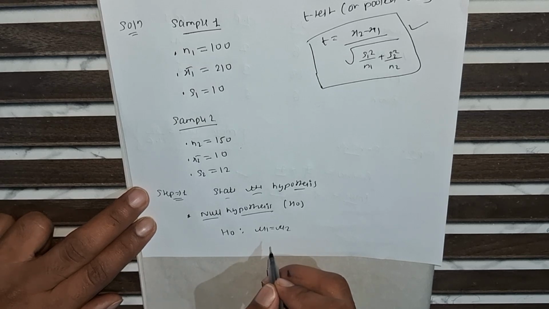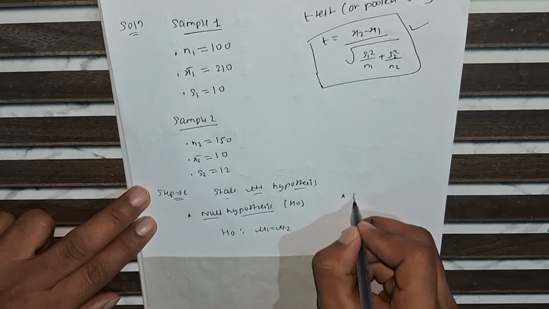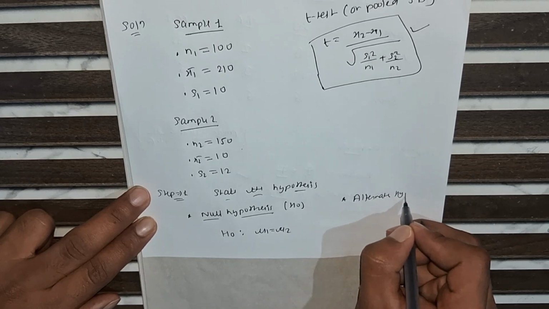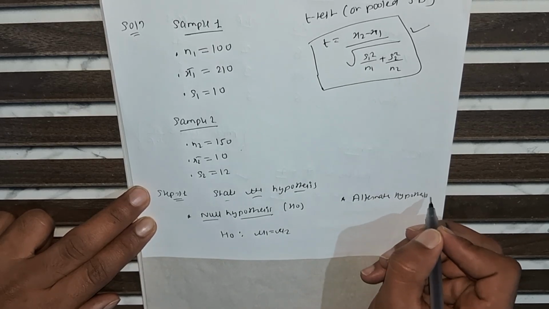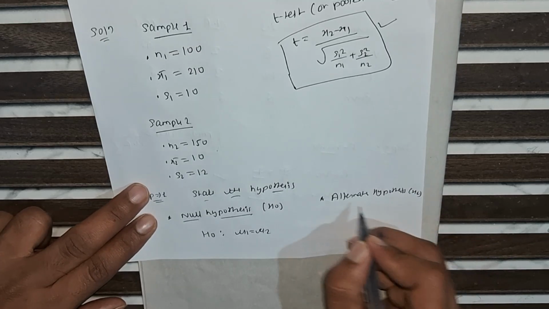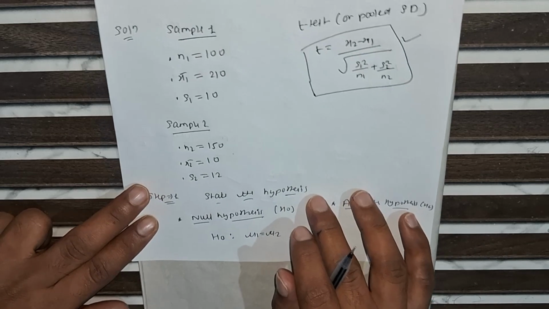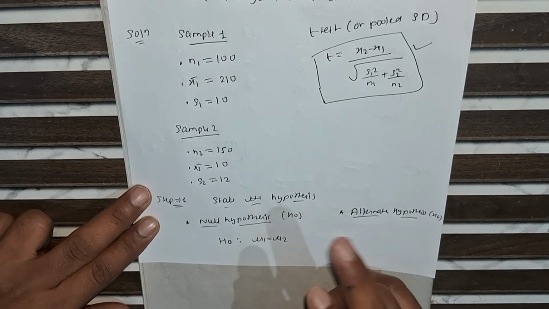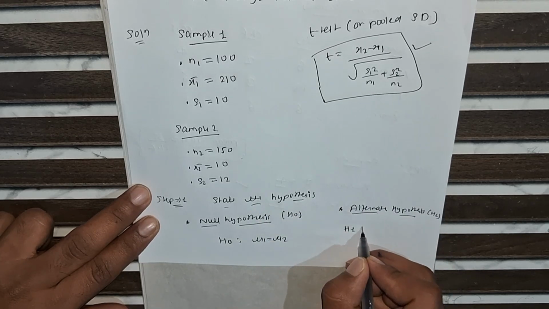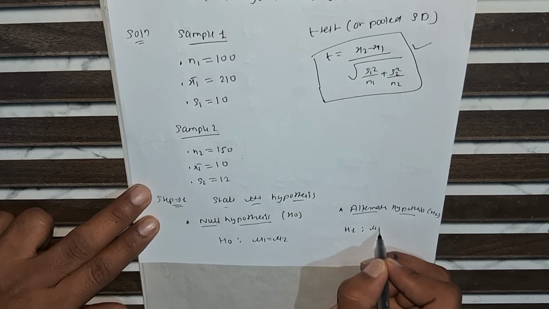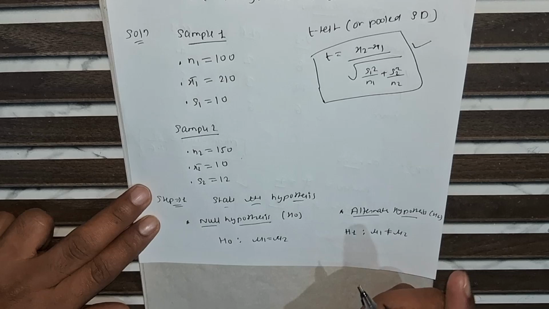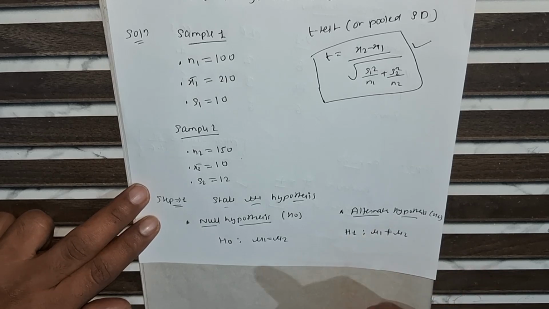And what is our alternate hypothesis? Here we write it as the alternate hypothesis, which is represented as H1. In this, there is a significant difference between the average incomes. It means H1 is represented as mu1 not equal to mu2. So there is a significant difference between the average income. Now move to our second step.